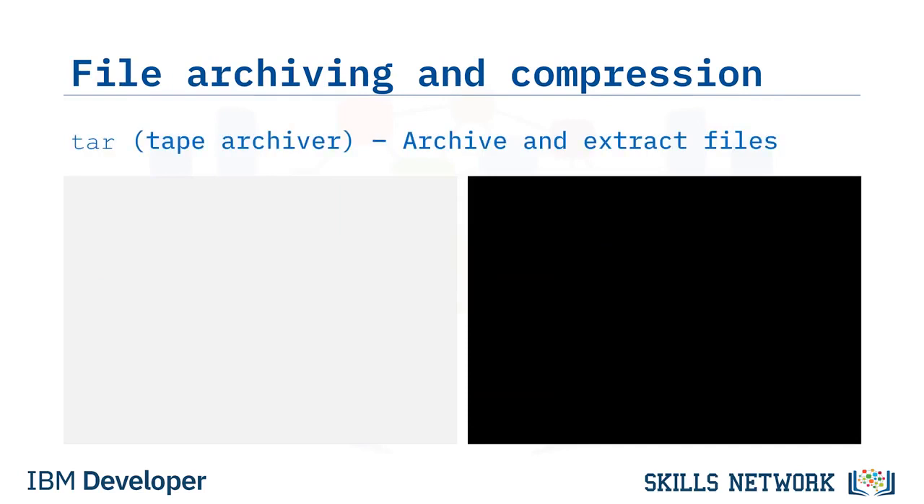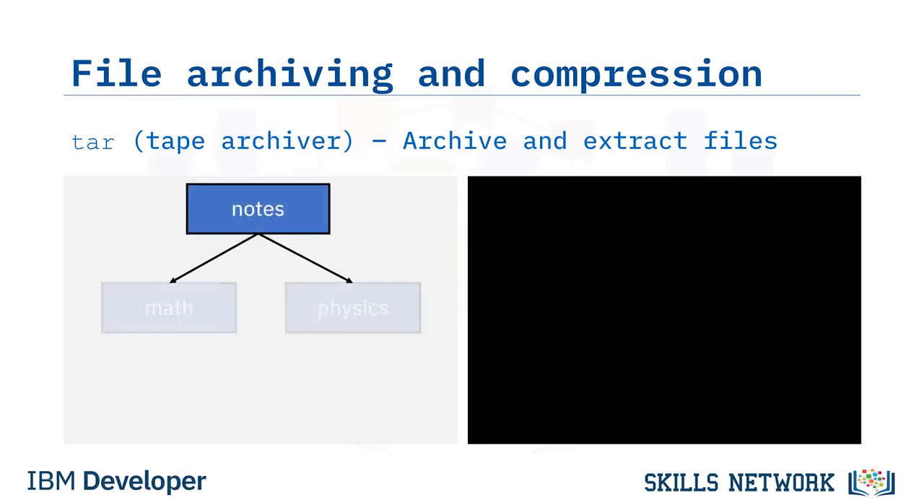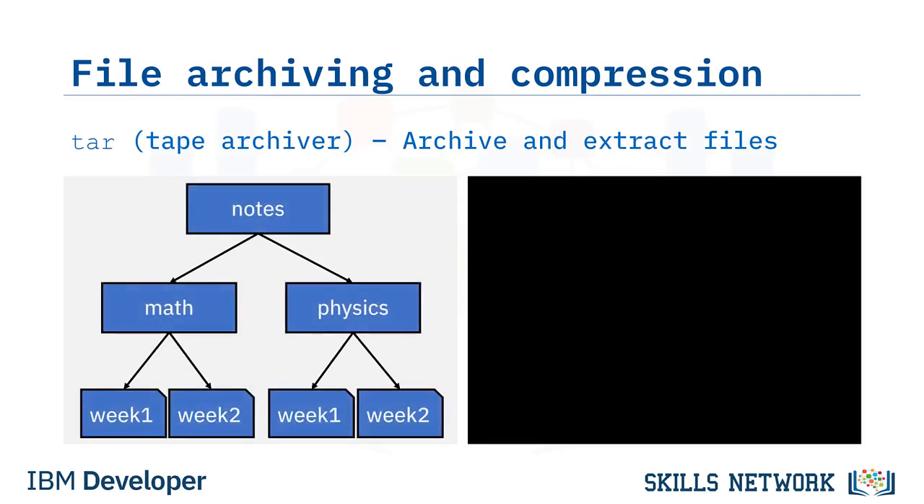You can use the tar or tape archiver command to archive and de-archive files and directories. A popular term for an archived tar file is a tarball. To archive your entire notes directory, including its subdirectories and all files within, enter the command tar -cf, a name for the archived file such as notes.tar, followed by the file or directory you wish to archive, which is notes.